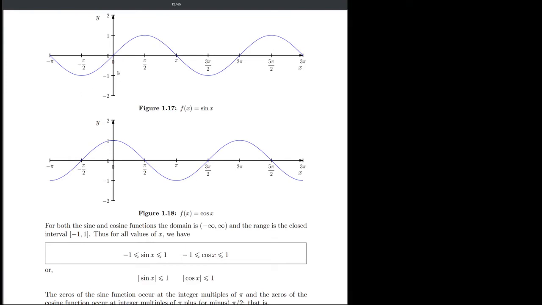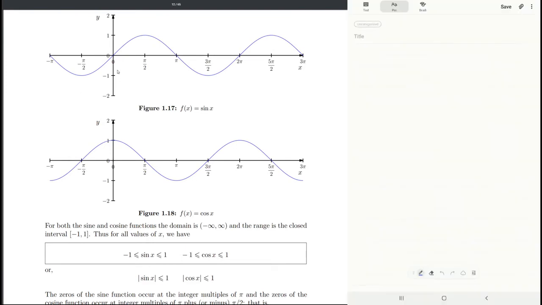Now the zeros of the sine function occur at every integer multiple of pi. So for example, at 0, pi, 2 pi, 3 pi, 4 pi, and so on, the zeros of the function occur at these x coordinates. Now the zeros for the cosine function occur at every integer multiple, but shifted by pi over 2 radians. So at pi over 2, the cosine function is equal to 0.